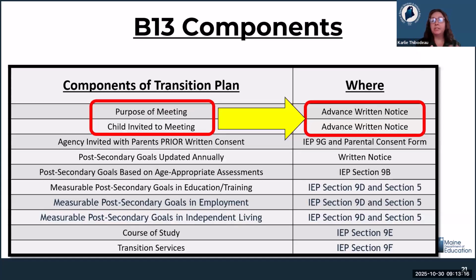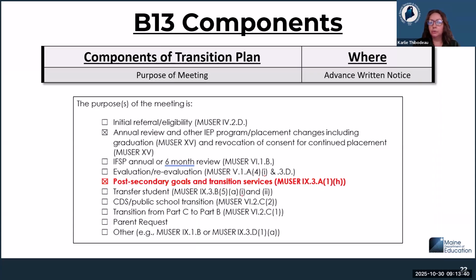So we're going to jump in. So this is like our chart or checklist that we look at. So these are the pieces of the transition plan that we look at, and then where we look at them. Okay. So the first two things that we're going to talk about actually come from the advance written notice. So we look for the purpose of the meeting and the child invited to the meeting. So we're going to go through that on the advance written notice.